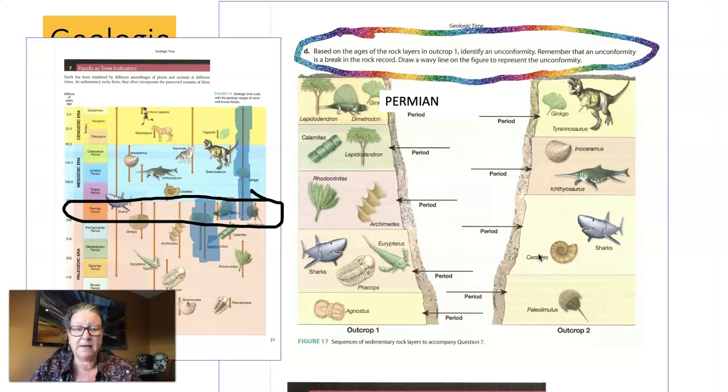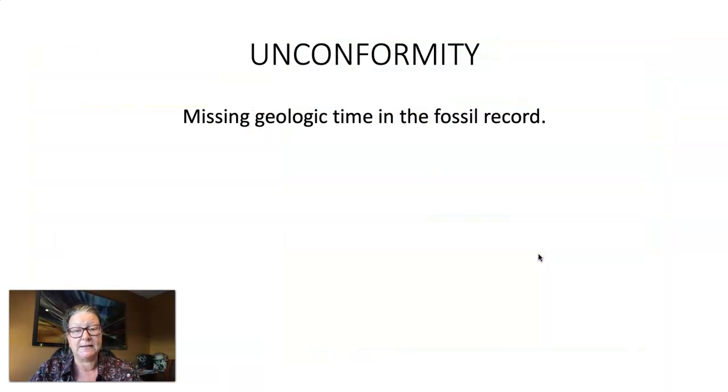Here on the top of this page is part D, and it says, based on the age of the rock layers in outcrop 1, identify an unconformity. And it says, remember that an unconformity is a break in the rock record, and draw a wavy line where it is. So I'm going to just put a definition that's a little bit different, but an unconformity is missing geologic time from the fossil record. Sometimes there's no deposition of sediments, and that can be for millions and millions of years. And so the general term is unconformity.